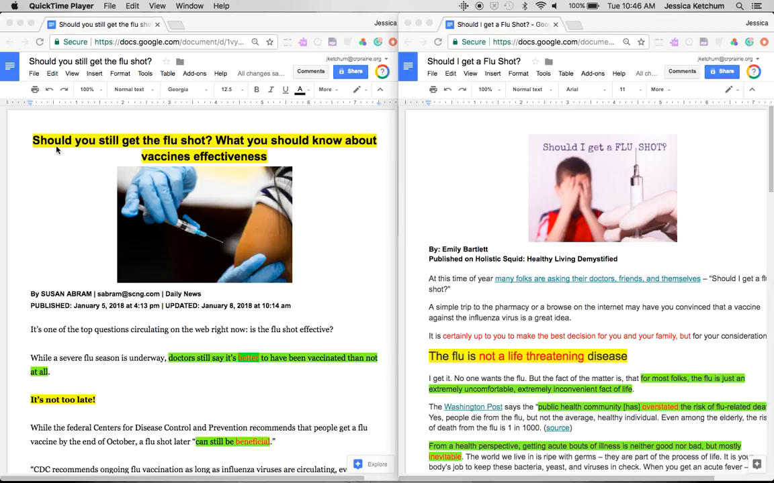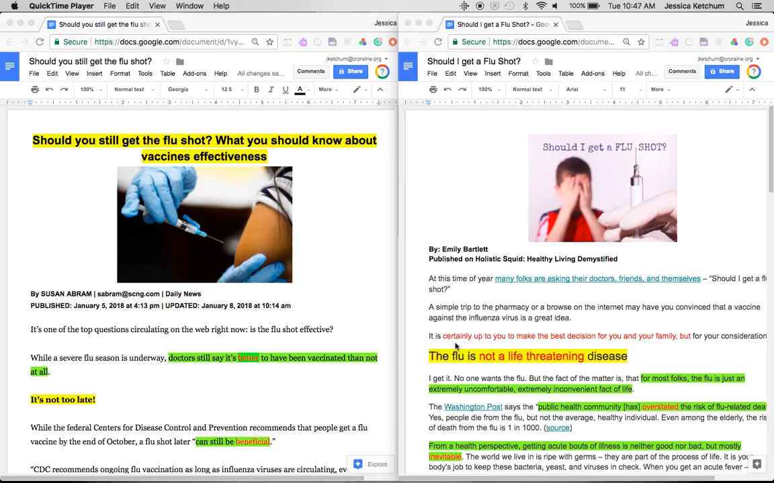So, today for practice, we have two articles that are titled the same thing. Should you get a flu shot or should I get a flu shot? So that doesn't really tell me a whole lot about what the authors are communicating. You can skim through that first paragraph in each one of these, and I notice in this one it basically says that while the flu season is underway, doctors say it's better to have a vaccination than not.